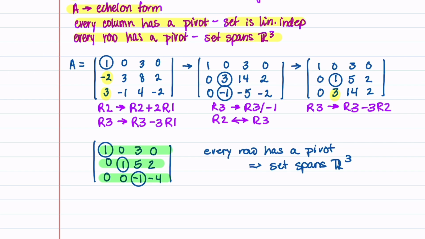And now let's look at every column. That's the one I think we're going to run into trouble with. We have a pivot in this column, and this column, but we do not have a pivot in our fourth column. So let's write down that every column does not have a pivot.